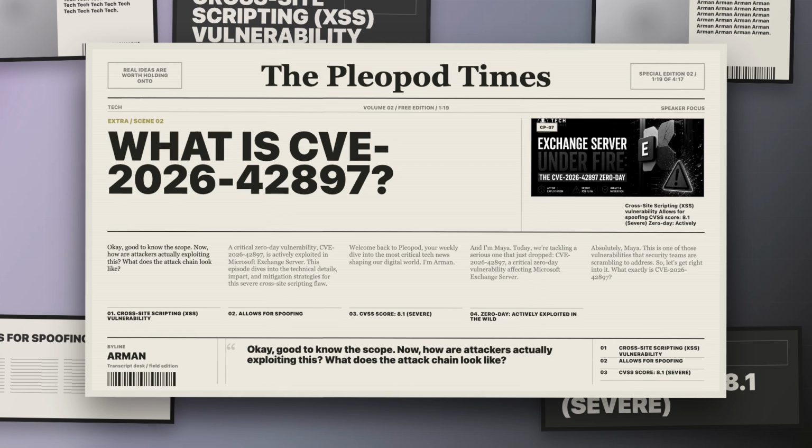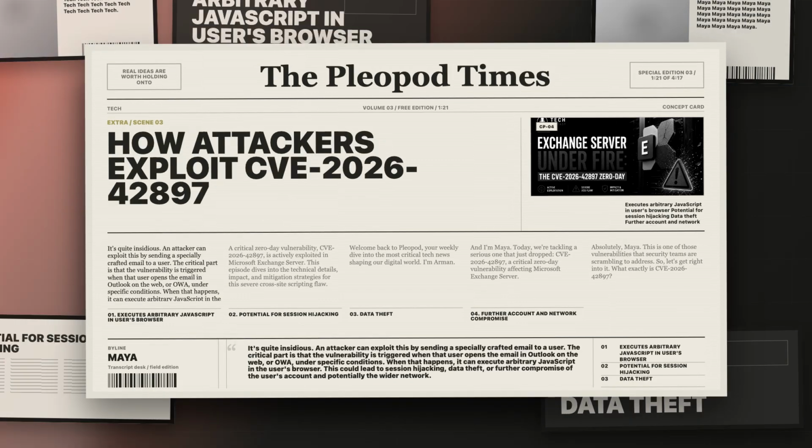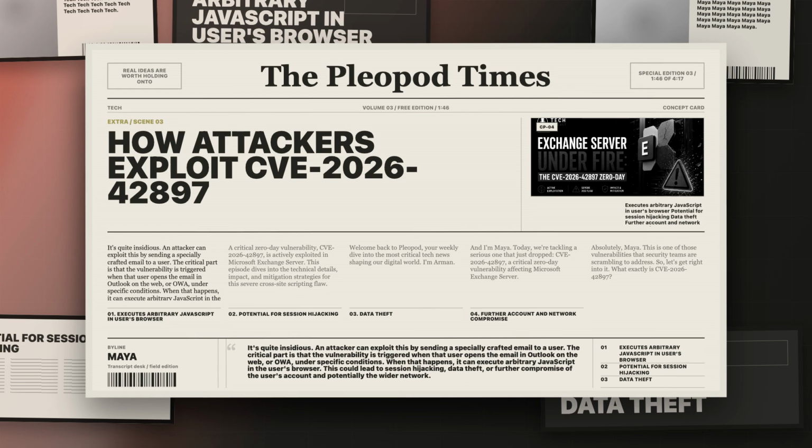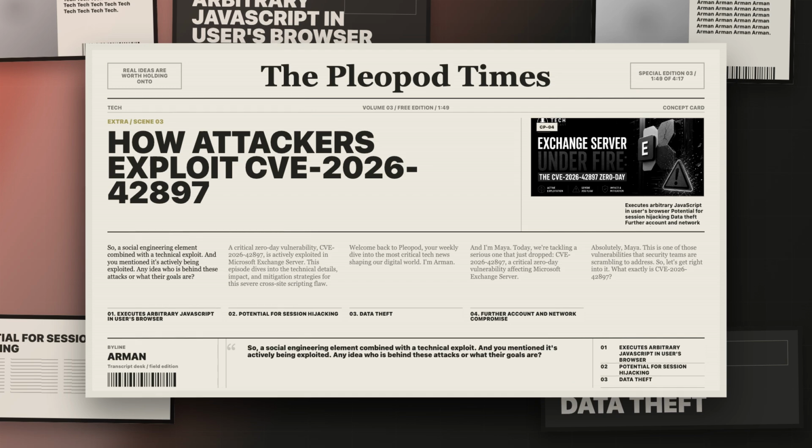Now, how are attackers actually exploiting this? What does the attack chain look like? It's quite insidious. An attacker can exploit this by sending a specially crafted email to a user. The critical part is that the vulnerability is triggered when that user opens the email in Outlook on the web, or OWA, under specific conditions. When that happens, it can execute arbitrary JavaScript in the user's browser. This could lead to session hijacking, data theft, or further compromise of the user's account and potentially the wider network. So a social engineering element combined with a technical exploit.